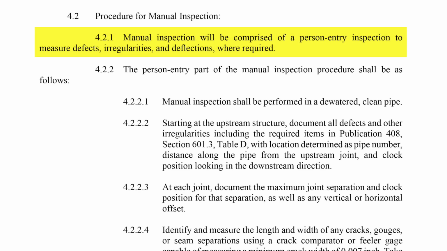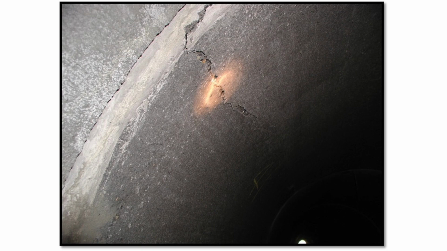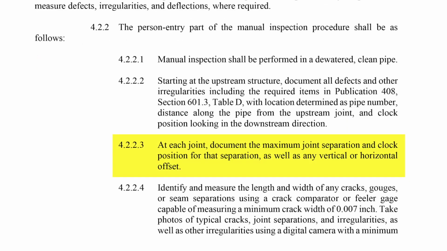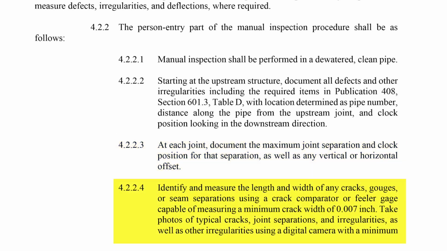Manual inspection will be comprised of a person entry inspection to measure defects, joint separation, vertical and horizontal offset, cracks, gouges, defects, and other irregularities. Document all defects and other irregularities, including the required items in Table D with location determined as pipe number, distance along the pipe from the upstream joint, and clock position looking in the downstream direction. At each joint, document the maximum joint separation and clock position for that separation, as well as any vertical or horizontal offset. Identify and measure the length and width of any cracks, gouges, or seam separations using a crack comparator.